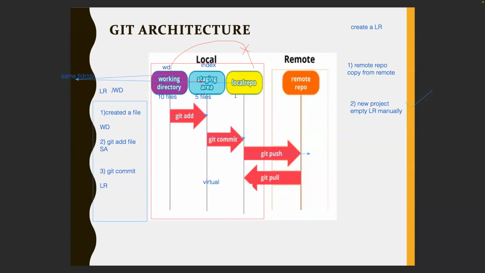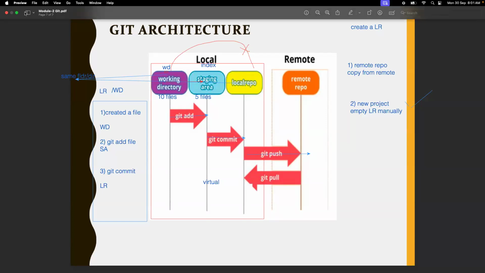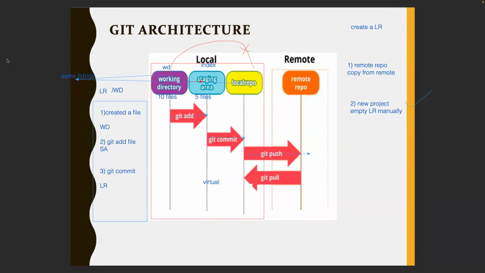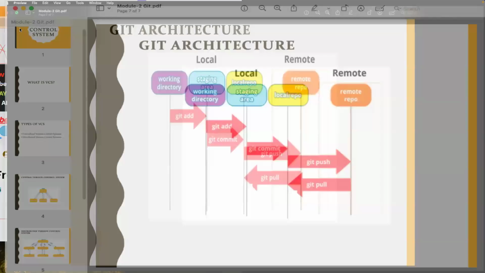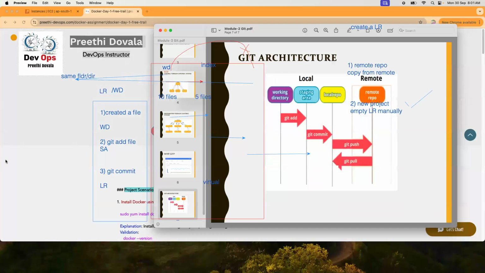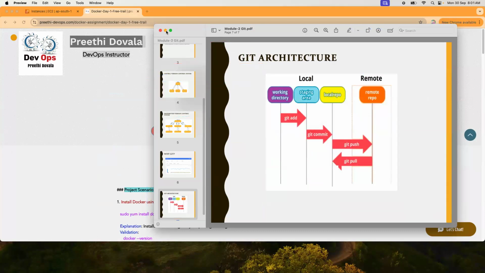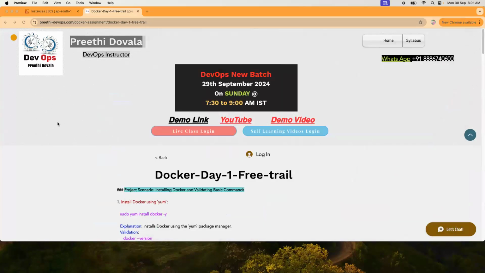If you got some clarity on this theoretically, now we will go install Git and create a local repository, and we'll get introduced to local repositories and working directories with a demonstration. Good to go? Any confusions, any questions from anyone? Okay. So now let us install Git.